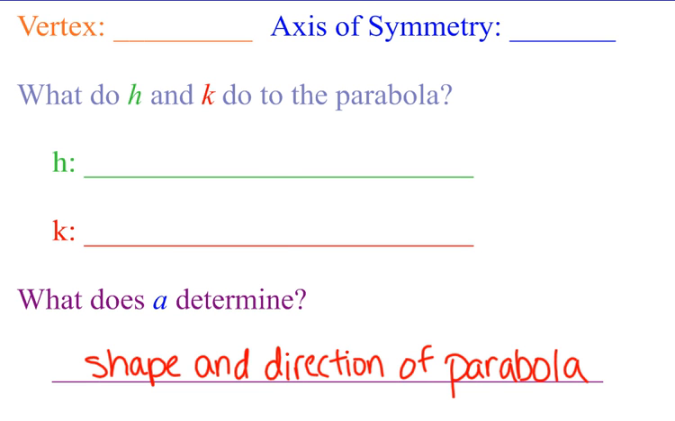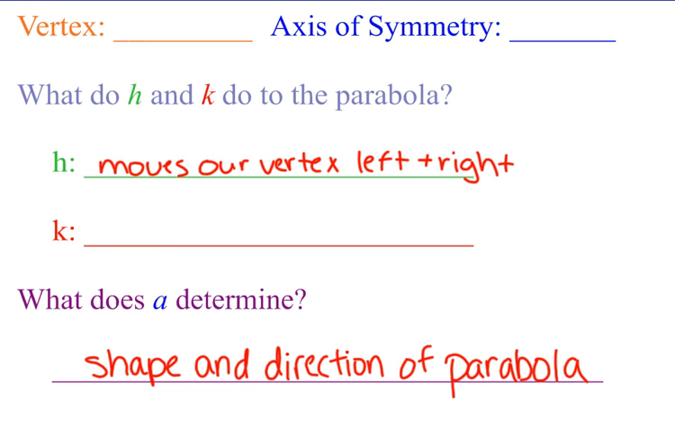H moves our vertex left and right. K moves our vertex up and down.